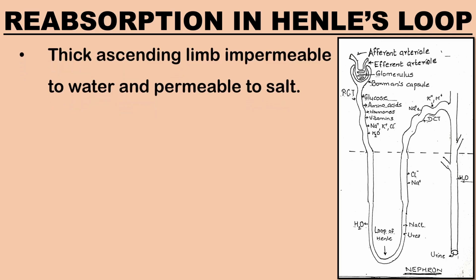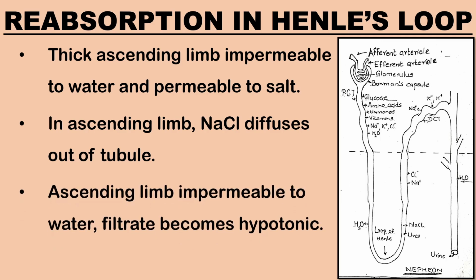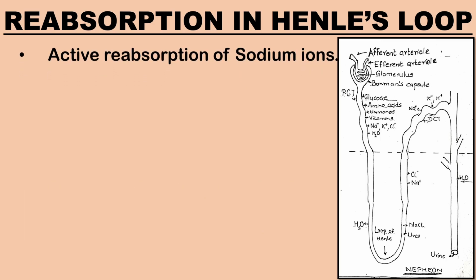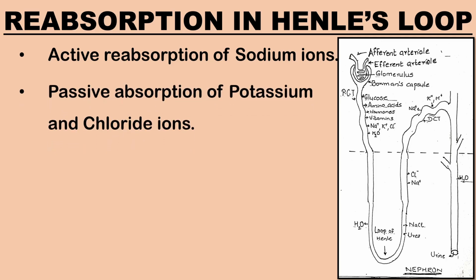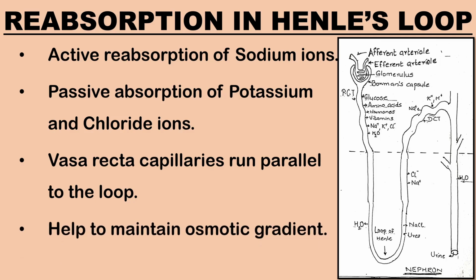The third part of the loop is the thick ascending limb, which is impermeable to water and permeable to salt. In the ascending limb of Henle, sodium chloride diffuses out of the tubule into the surrounding tissue. As this limb is impermeable to water, the filtrate becomes hypotonic. Sodium ions are reabsorbed actively, while potassium ions and chloride ions are absorbed passively. The vasa recta capillaries run parallel to the loop. They help to maintain the osmotic gradient required for water reabsorption.